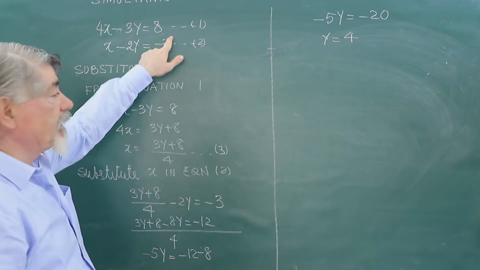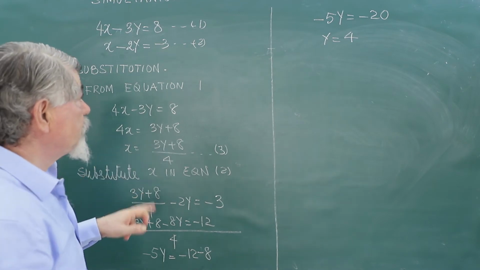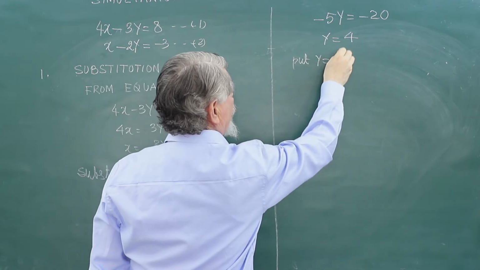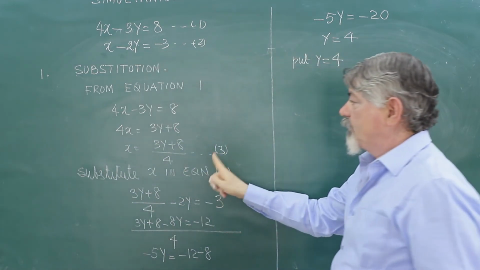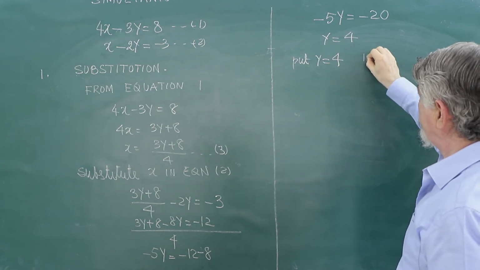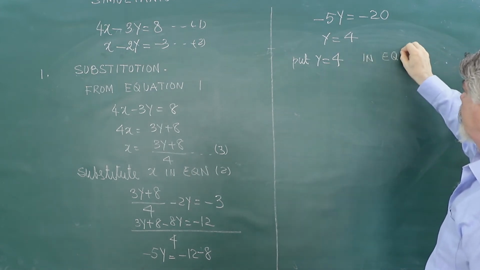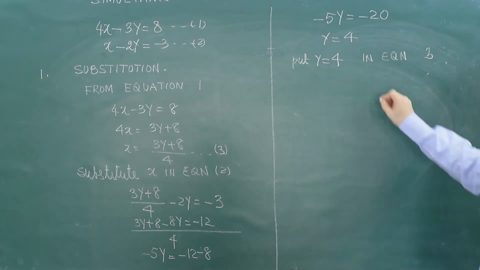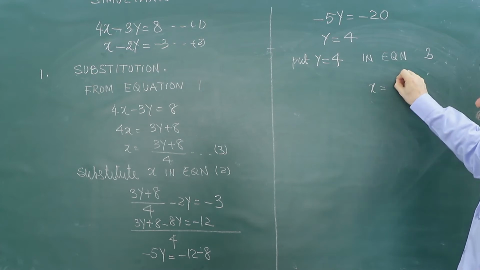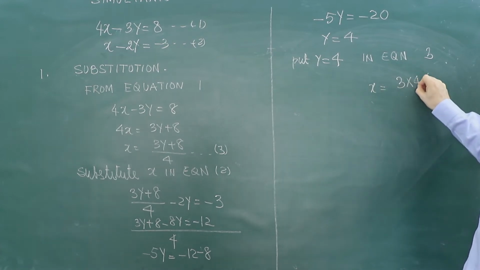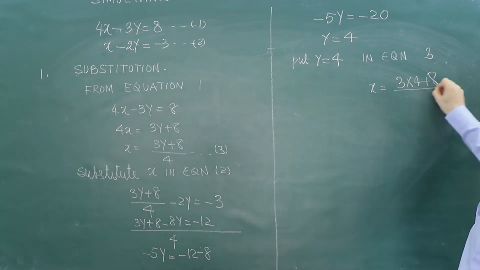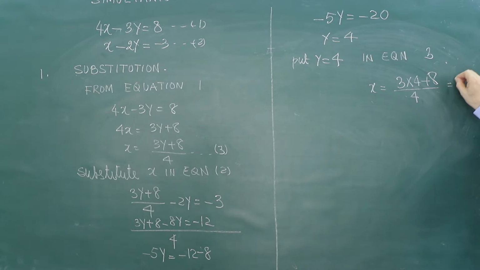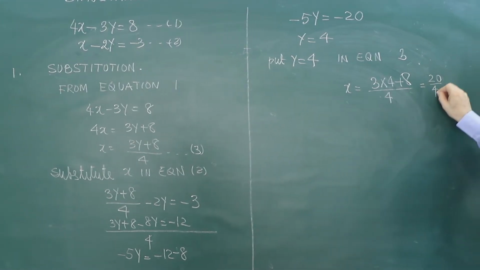Substitute x, because 1 and 2 we had assumed here. Now let us put y is equal to 4 in equation 3. What is equation 3? Equation 3 is x is equal to 3 into y, that is 4, plus 8 upon 4. 3 4s are 12, 12 plus 8, 20, 20 upon 4 is 5.